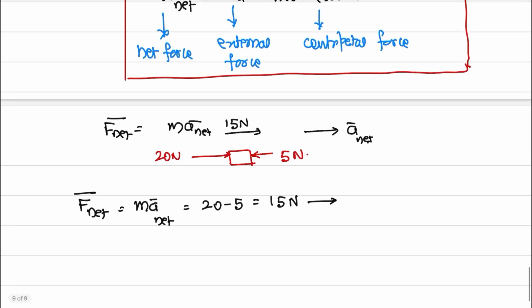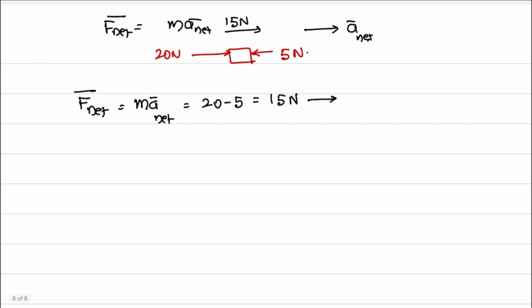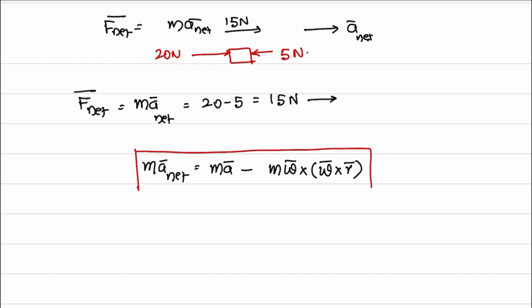I am writing this equation repeatedly because I want you people to remember it: MA external minus m omega cross omega cross r, the centripetal force. If the centripetal force is lesser than the external force, then the body motion will be in the direction of the net force. If the centripetal force is more, whether that happens or not, I will explain in the next classes.